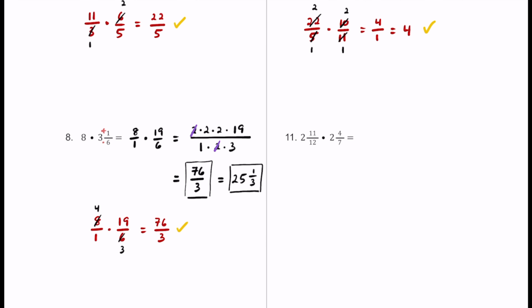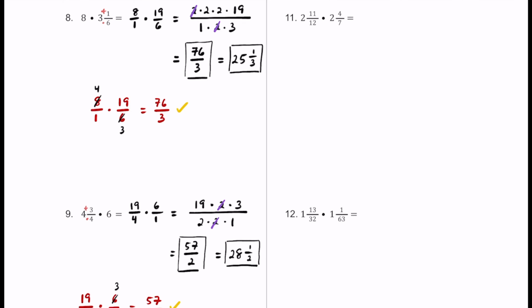Number 11, we have a mixed number and another mixed number, so let's convert those first. So 2 times 12 is 24. 24 plus the 11 on top is going to be 35. So we're going to get 35 over 12 for our first mixed number written as an improper fraction. And then for the second one, we have 2 times 7 is 14. 14 plus the 4 on top is going to be 18. So that's going to be 18 over 7.